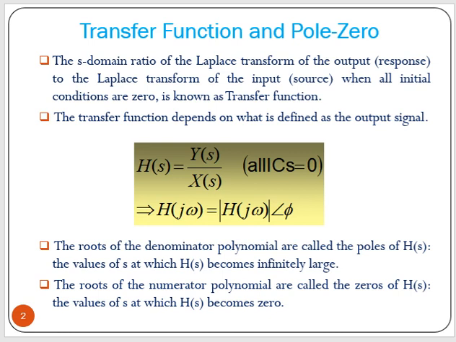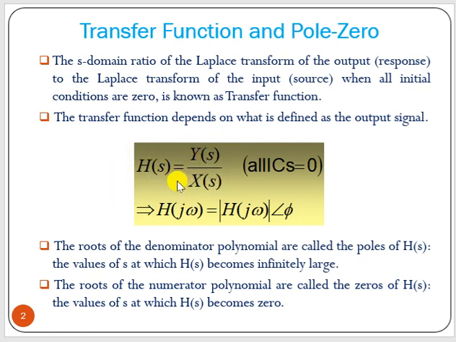So the S domain ratio of the Laplace transform of the output, that is the response, to the Laplace transform of the input, that is the source or excitation, when all initial conditions are zero, is known as the transfer function. Now the transfer function depends on what is defined as the output signal. So the transfer function can be written as H(s) equal to Y(s) by X(s).